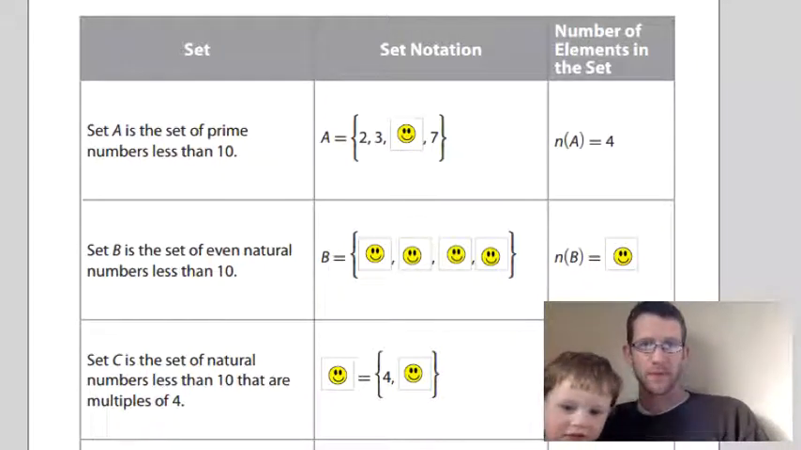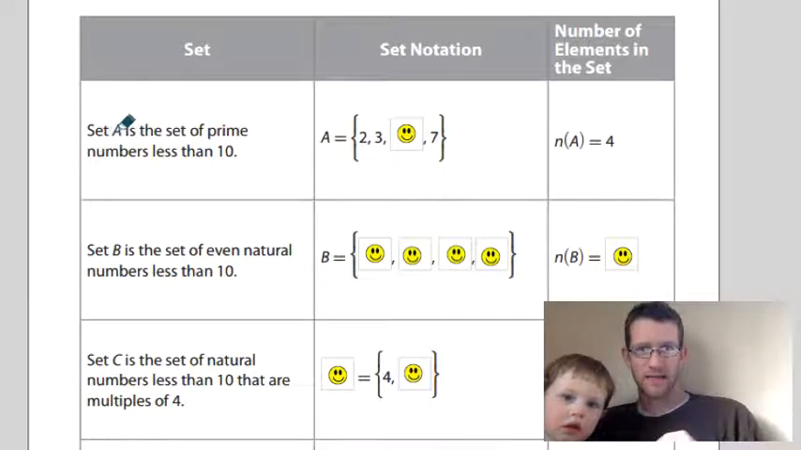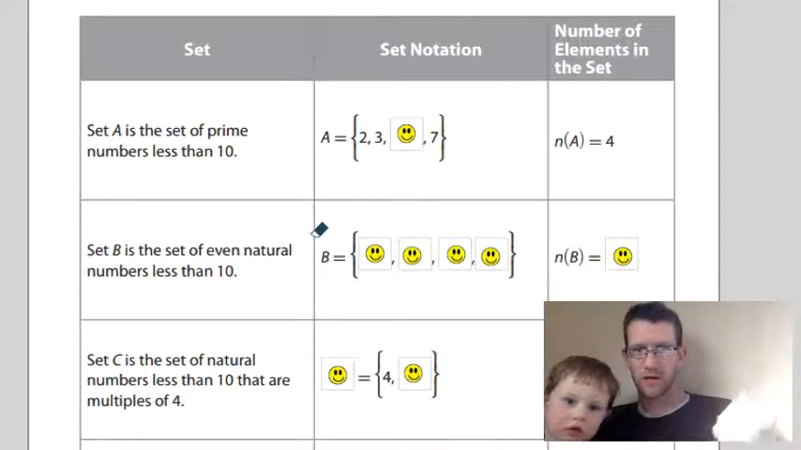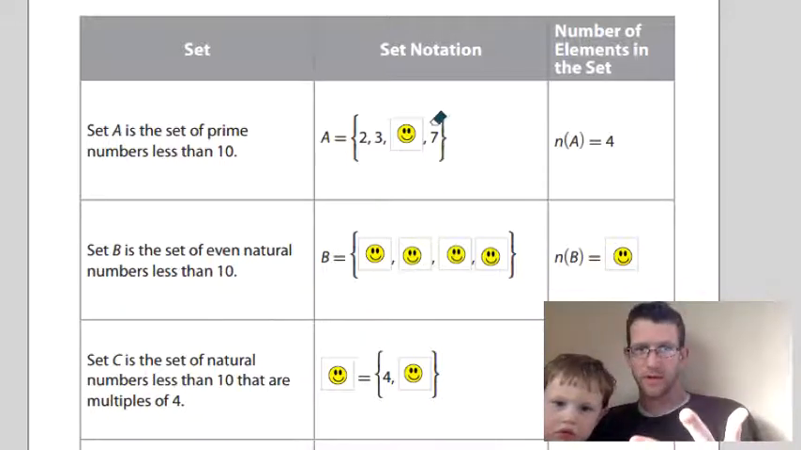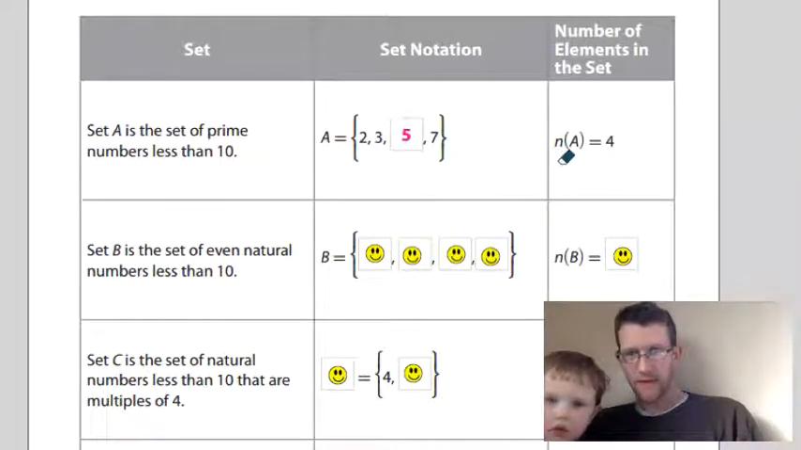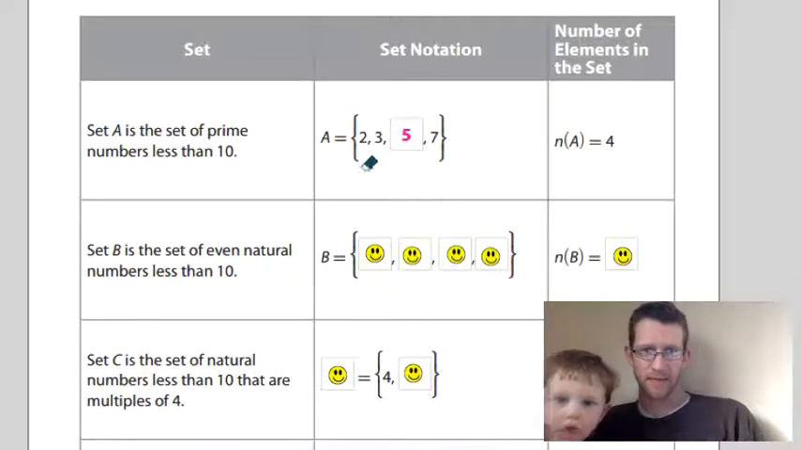So, sets. We'll run through some examples and practice our notation on this page. We're defining set A as the set of prime numbers less than 10. So what numbers are in that set? Well, there's 2. 2 is prime. 3, 7, and then we're missing one right here, and that's 5. So the number of elements is defined as n. N of set A is equal to 4. There are 4 elements in set A.